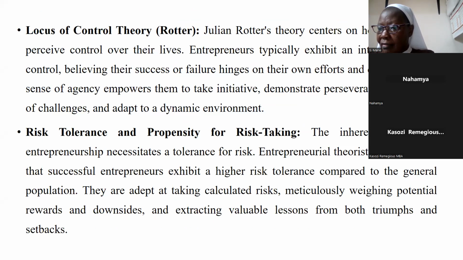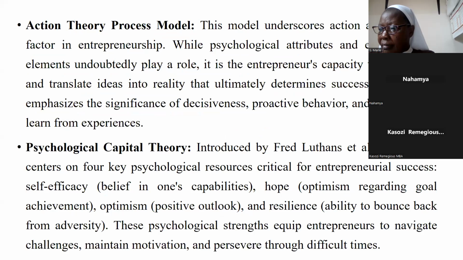Then risk tolerance and propensity for risk taking. Entrepreneurial theorists say that successful entrepreneurs exhibit a high risk tolerance compared to the general population. They take calculated risks, meticulously weighing potential rewards and downsides, and extracting valuable lessons from both triumphs and setbacks. Then the action theory. This model underscores action as the pivotal factor in entrepreneurship. While psychological attributes and environmental elements undoubtedly play a role, it is the entrepreneur's capacity to take action and translate ideas into reality that ultimately determines success. So this theory emphasizes the significance of decisiveness, proactive behavior, and the ability to learn from experience.